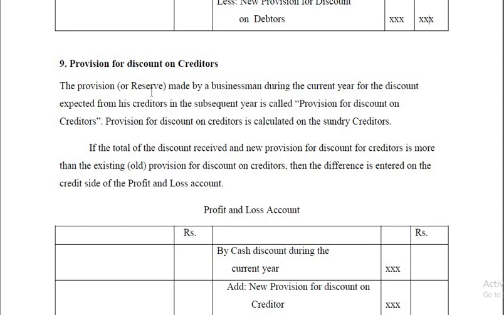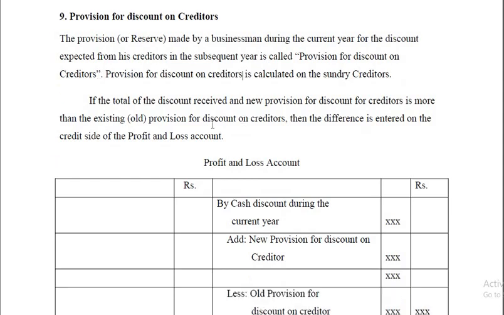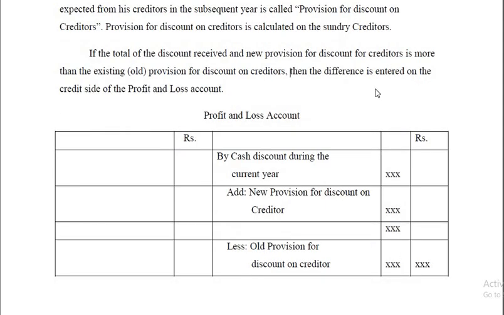The provision or reserve made by a businessman during the current year for the discount expected from his creditors in the subsequent year is called provision for discount on creditors. It is calculated on the closing sundry creditors. If the total of discount received and new provision for discount on creditors is more than the existing old provision for discount on creditors, then the difference is entered on the credit side of the profit and loss account.